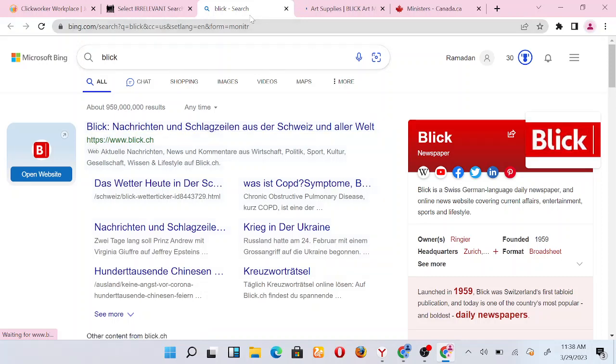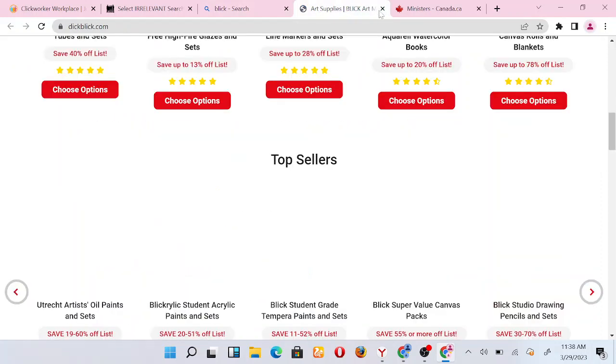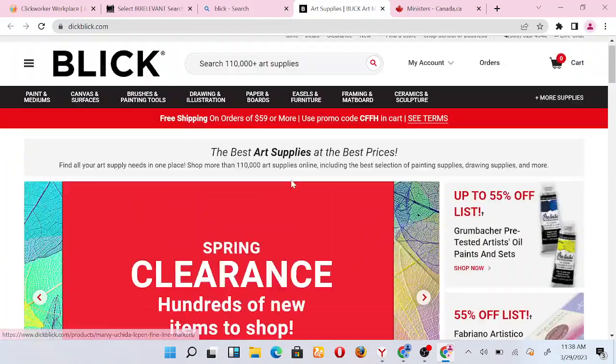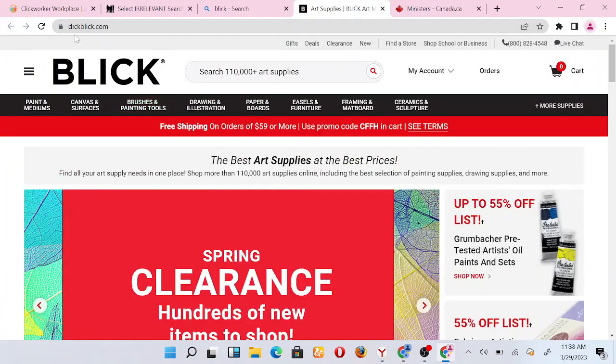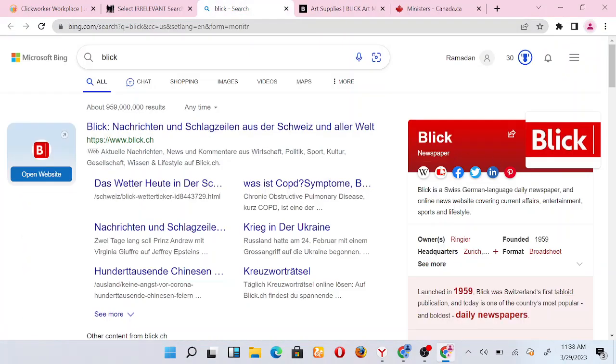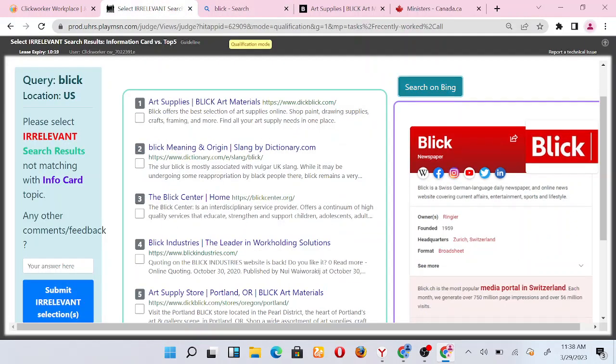Good. This is the newspaper. And this one is a different site. Look at the site, Dick Blick. And the newspaper is this. Look at the site here. Click. So this one is talking about something different.